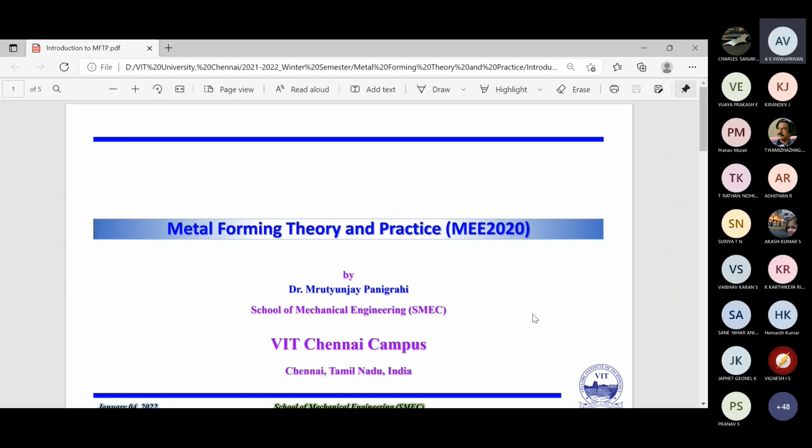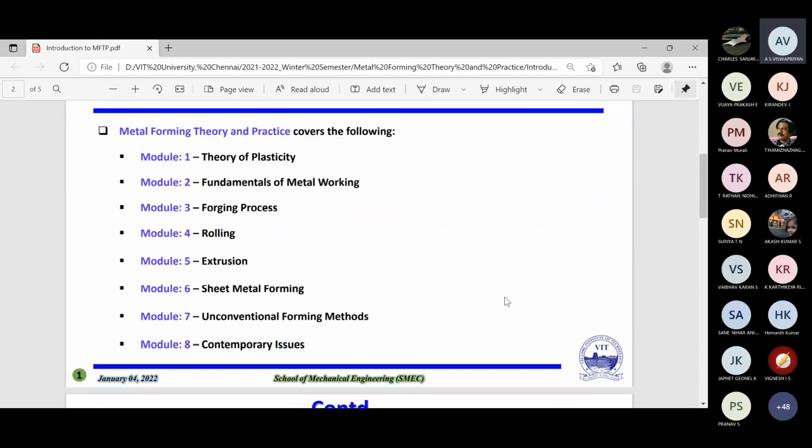So of course, when we are talking about metal forming theory, if we go to the content, one chapter we have is the theory of plasticity, like what is plastic deformation and elastic deformation. Almost you have covered this, I think, in strength of material. The plastic deformation, probably some hints, I think you have already got in some earlier subject. So we'll talk about the theory of plasticity. Then we'll cover the fundamentals of metal working, why we are going for metal working, and what is the basic significance of this metal working.